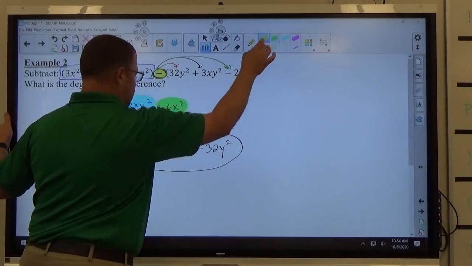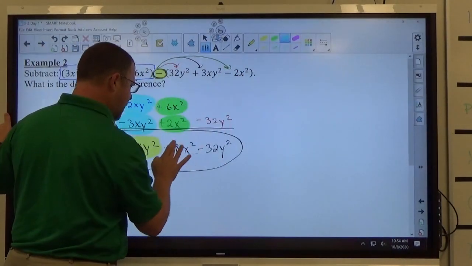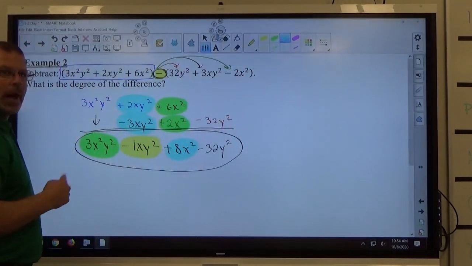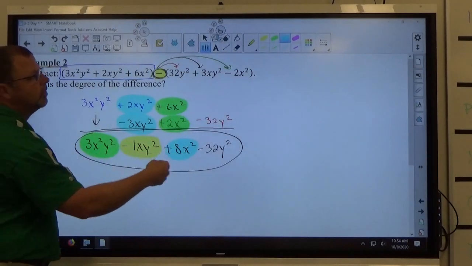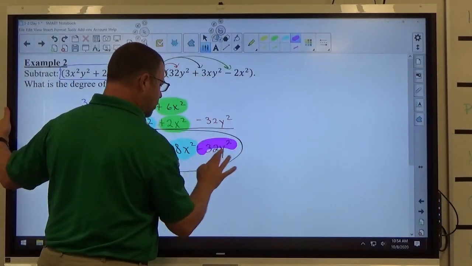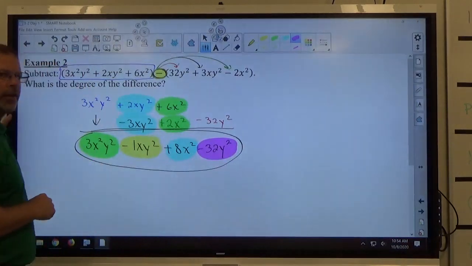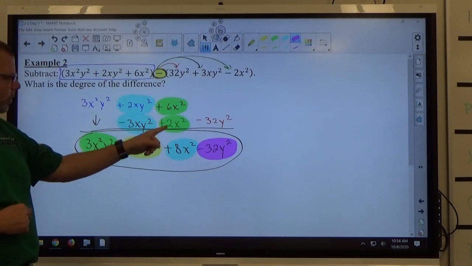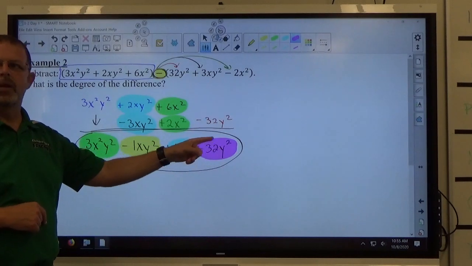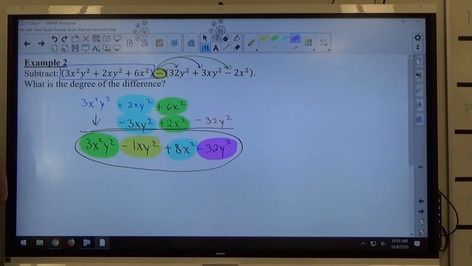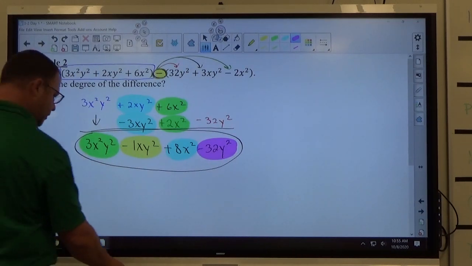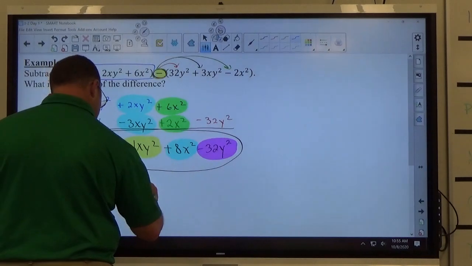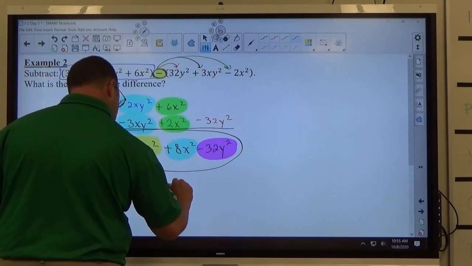The third term, 8x squared only has one letter, x. Its power is 2, so the degree of that's 2. And the last term, negative 32y squared, has one letter, y. Its power is 2, so the degree is 2. So we have degree 4, degree 3, degree 2, degree 2. Again, that's what, when you find a degree of a polynomial, just find each individual degree first. The biggest one, which is 4, is the right answer. So I would say degree equals 4.